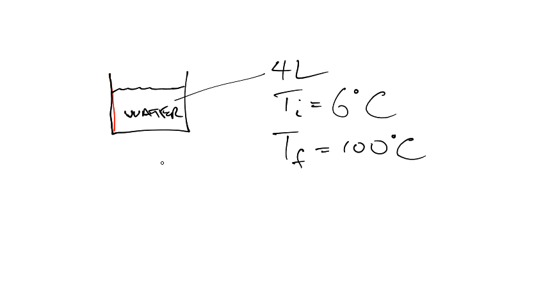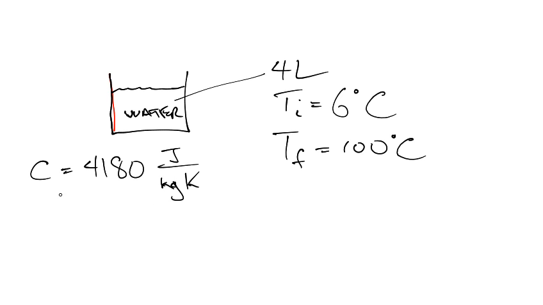Okay? Now, of course, usually when you boil water, you don't just get it to boiling temperature and then say we're done. But we just want to know how much it's going to cost us to get it to that temperature. Now, we need a few other pieces of information. We need the specific heat capacity of water, which is 4180 joules per kilogram Kelvin.